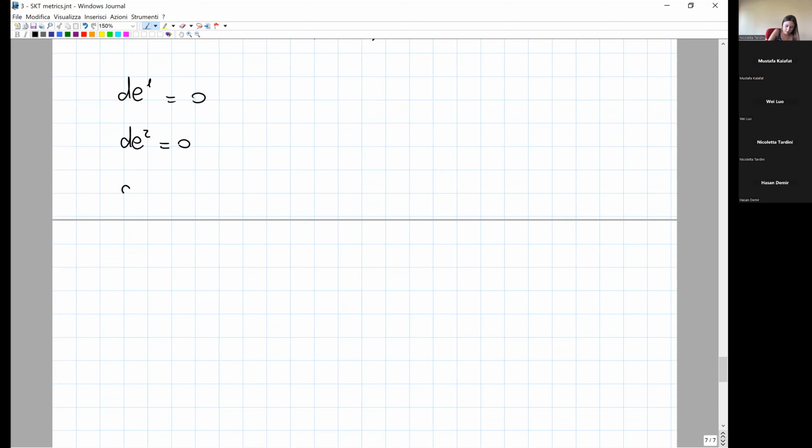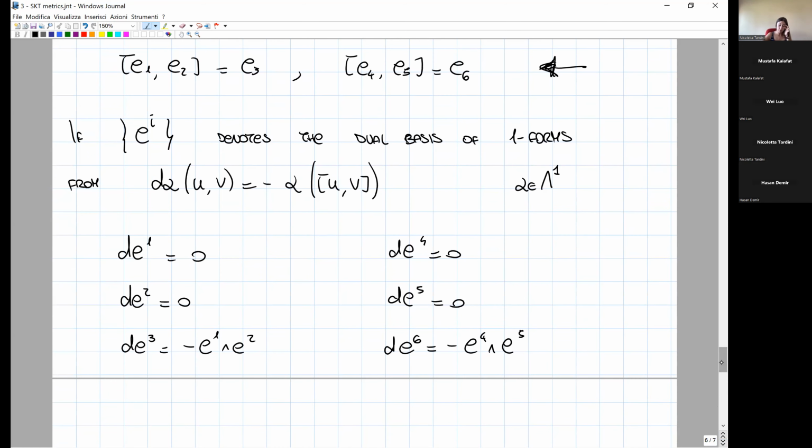and then we have de3 equal to minus e1 wedge e2. Then we have de4 equals 0, de5 equals 0, and de6 equal to minus e4 wedge e5. Okay, so we have these structure equations for our basis of one forms.